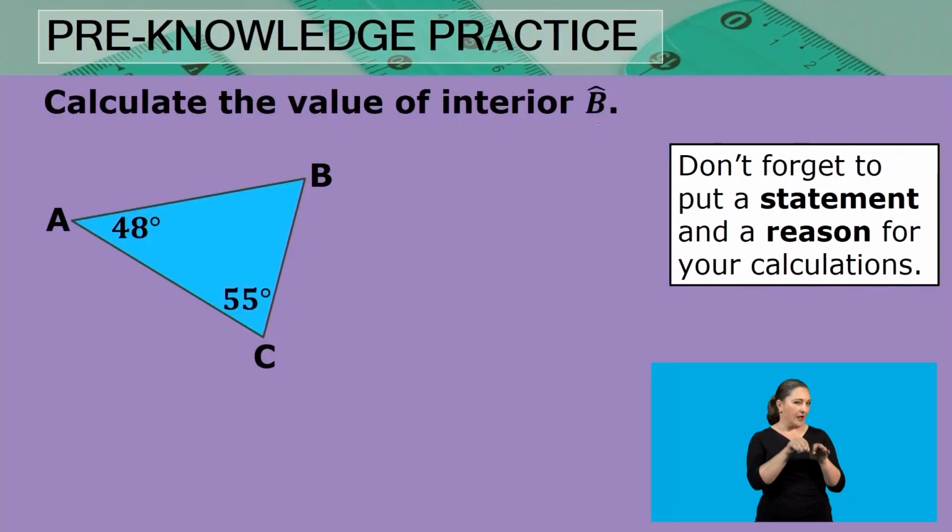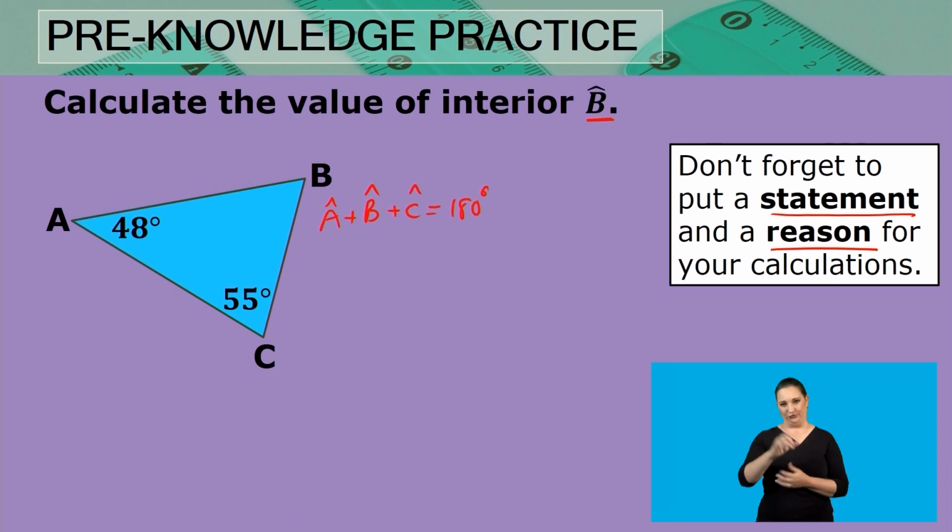Now, let's calculate the value of interior angle B. Don't forget, when we are calculating, we need a statement and a reason. In this triangle ABC, we have been given the interior angle A, which is 48 degrees, and the interior angle B, which is 55 degrees. And what do we know about the interior angles of a triangle? We know that angle A plus angle B plus angle C will be equal to 180 degrees. And what is the reason for that? That is because they are all interior angles of a triangle.